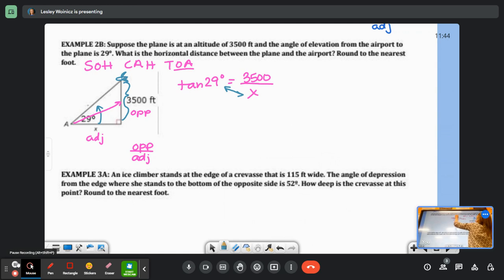All right, so we can just trade these two in their spots because that's like multiplying both sides by x and dividing both sides by the tangent of 29 degrees. So now I have x equals 3,500 divided by the tangent of 29 degrees.